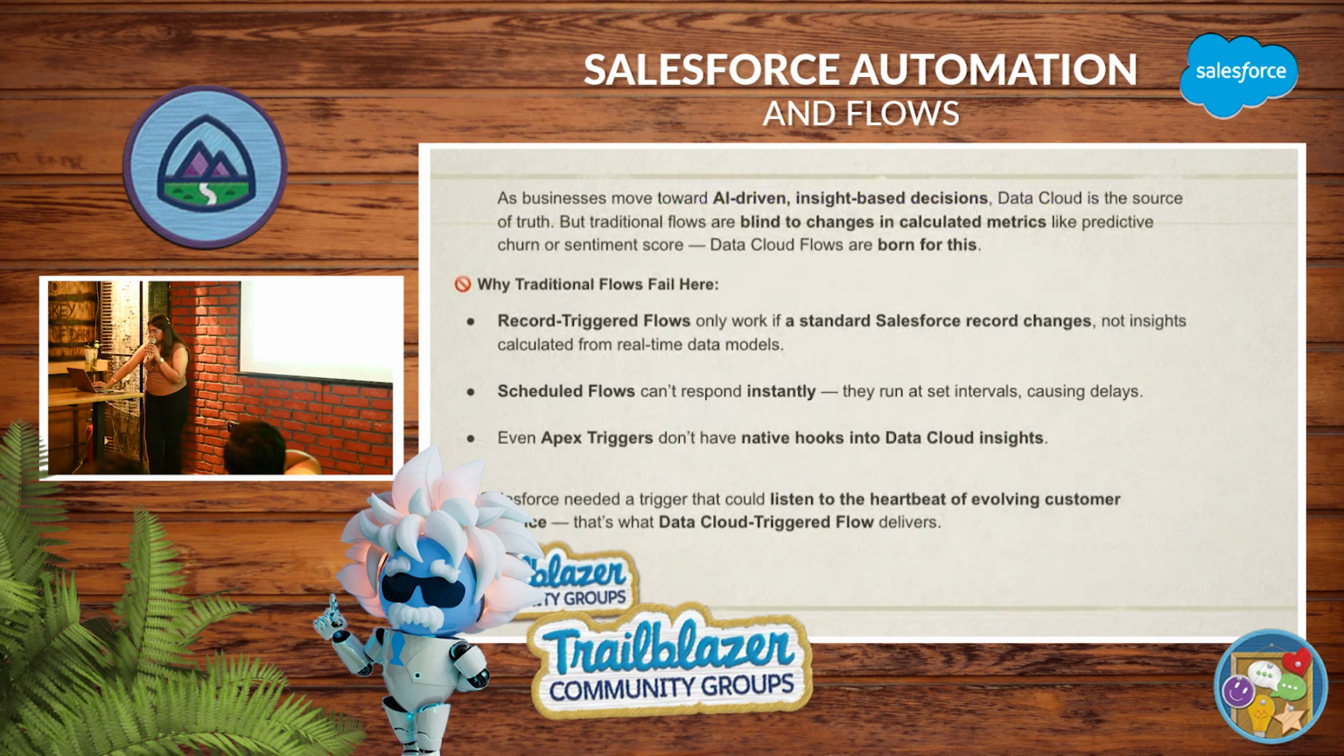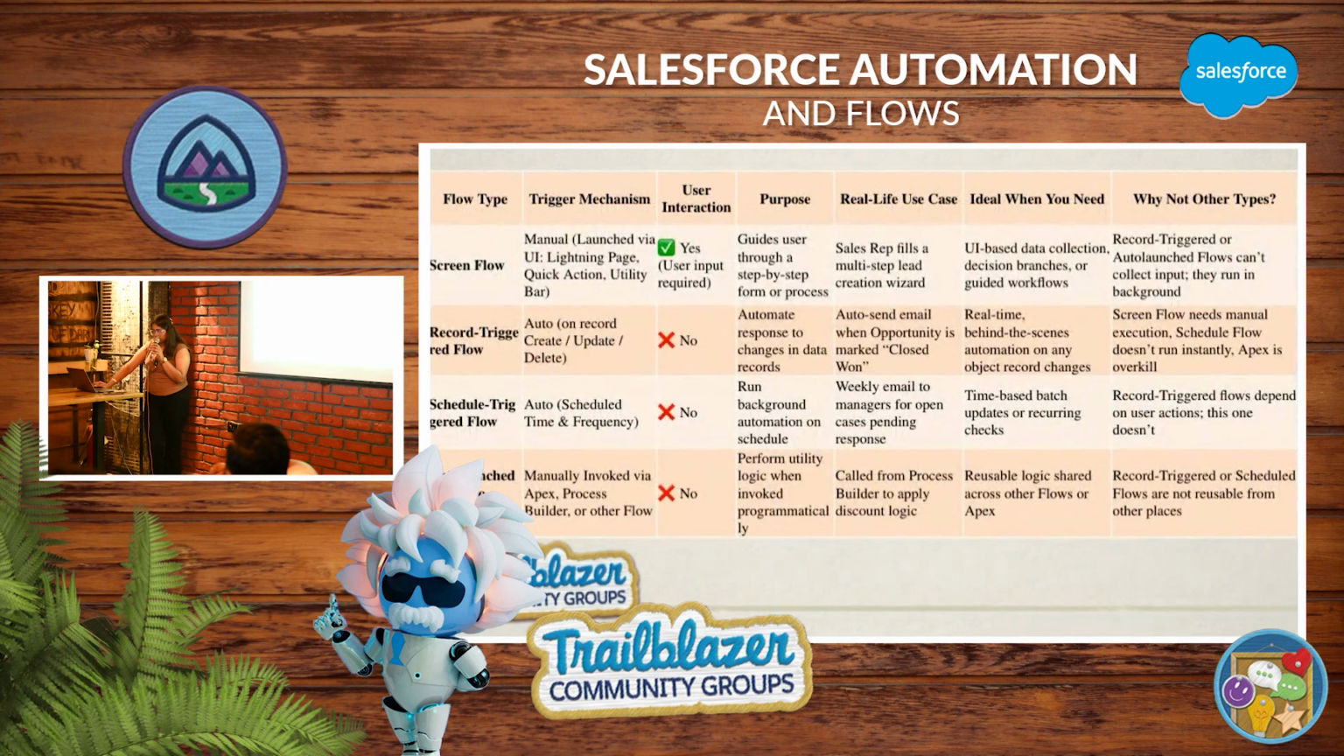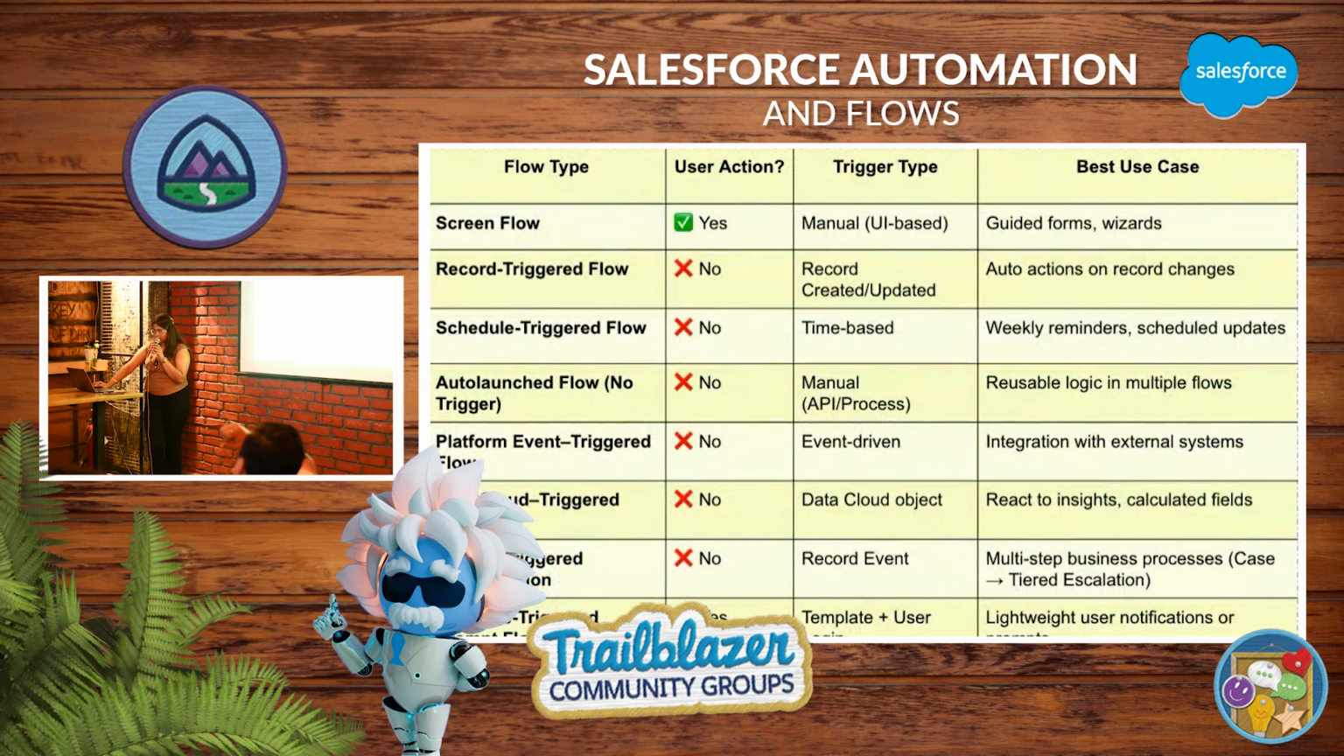Perfect. So this is about that data cloud flow, as businesses move toward AI-driven and insight-based decisions. Data cloud is the source of truth, but traditional flows are blind to the changes happening in those calculated metrics. So that's why we have that data cloud thing.